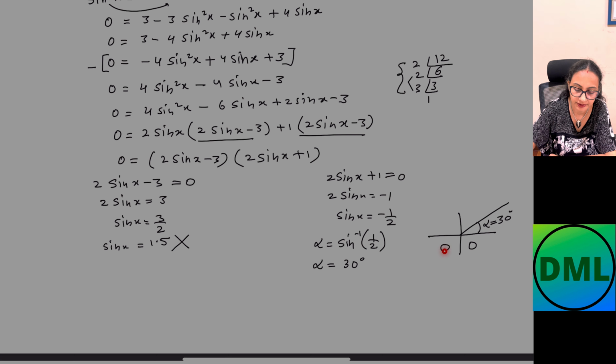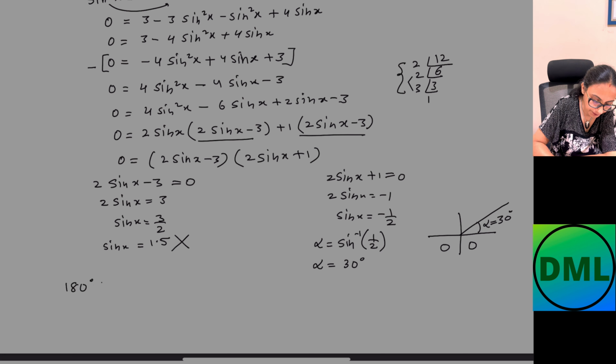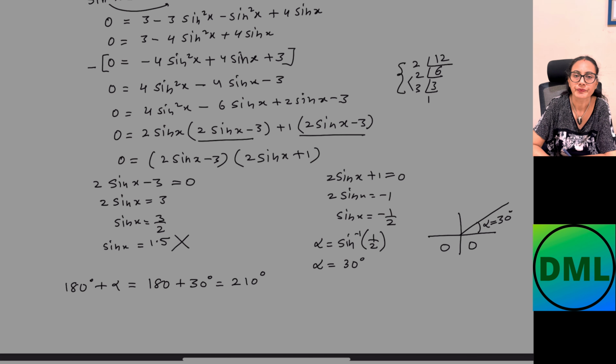To give the answer in the third quadrant, I told you to write down 180 degree plus alpha. Let's write down here 180 degree plus alpha. What is the value for alpha? The alpha value is given by 30 degree. 180 plus 30 degree is 210 degree. This is one of your answers.